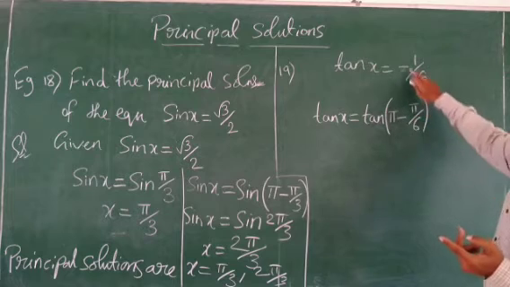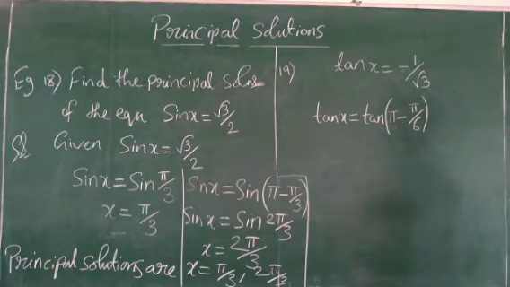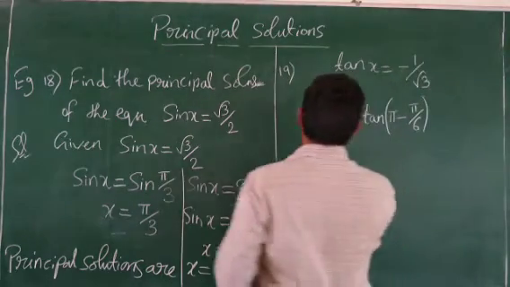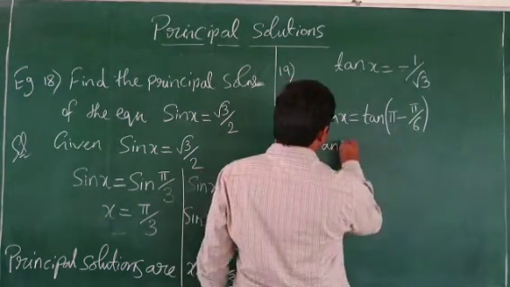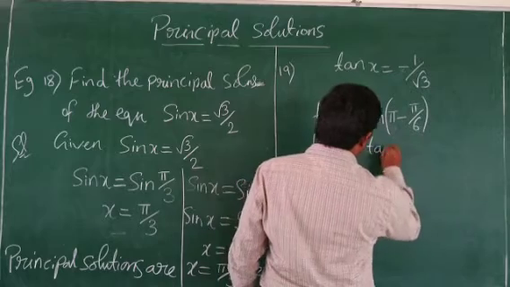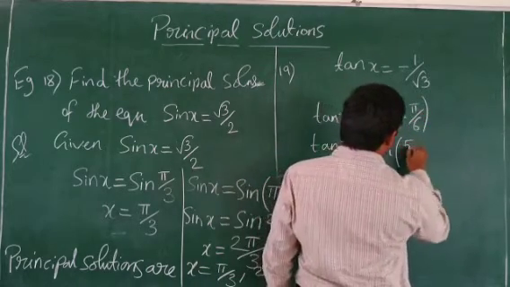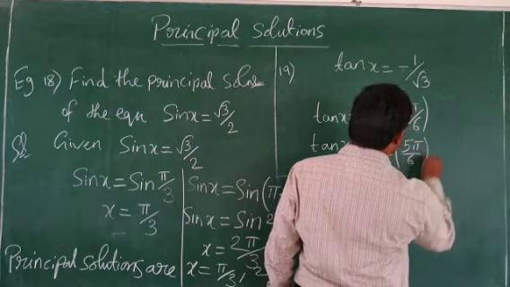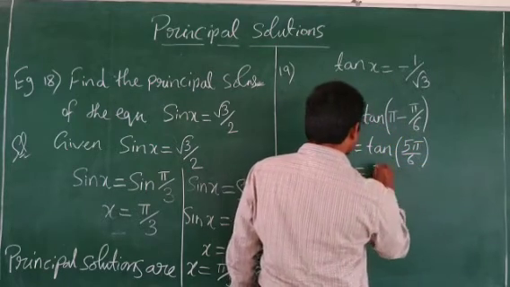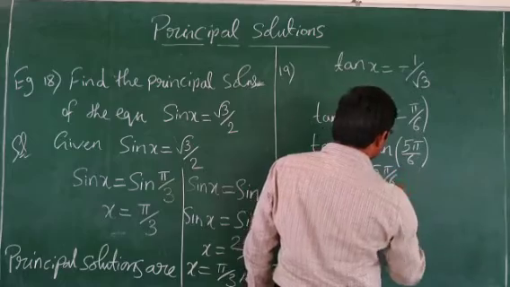So tan pi by 6 is 1 by root 3. So that is how we can write any angle. Now this tan x is equal to tan of pi minus pi by 6, that is 6 pi minus pi, 5 pi by 6. So x is equal to 5 pi by 6.